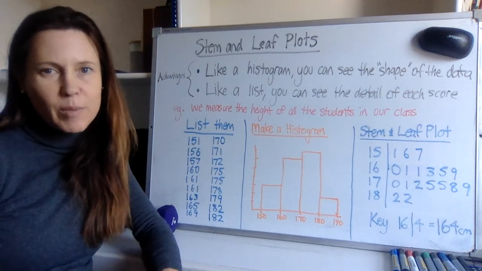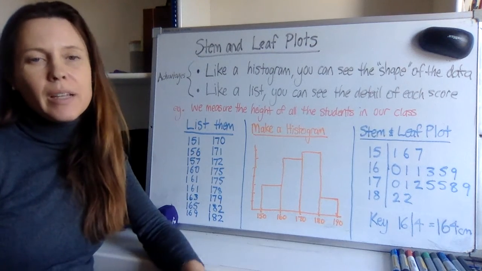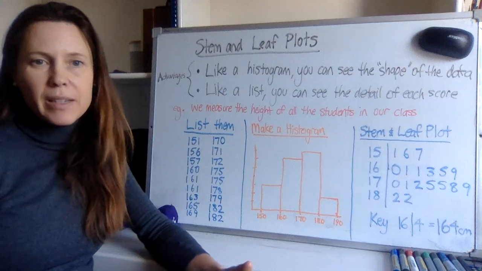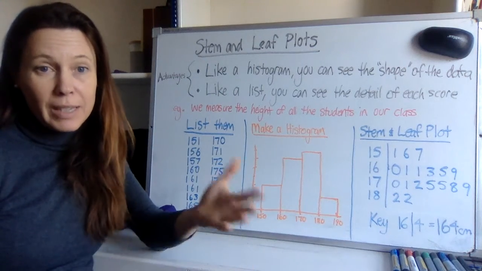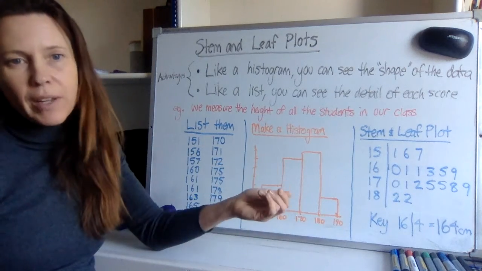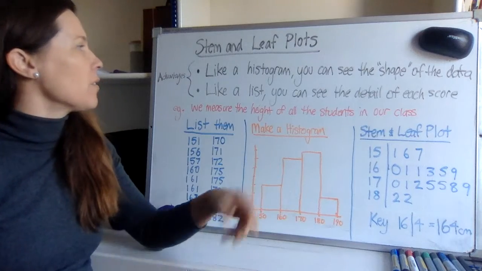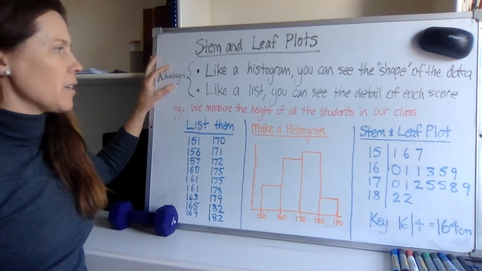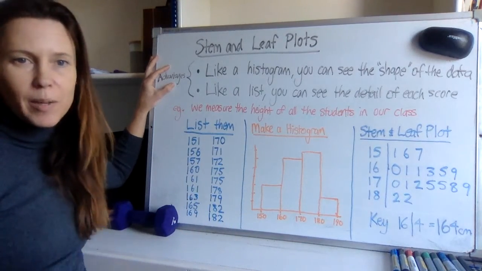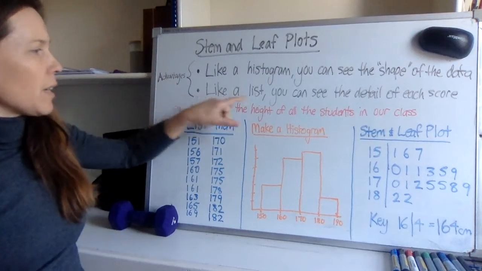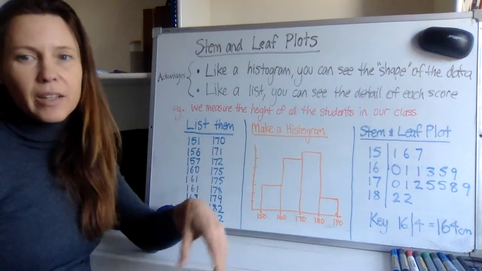Today we're looking at stem and leaf plots and dot plots. Now, stem and leaf plots basically give us all the advantages of a list, but also all the advantages of a histogram. So they're quite clever. So the first thing I've written here, like a histogram, you can see the shape of the data. And like a list, you can see the detail of each score.